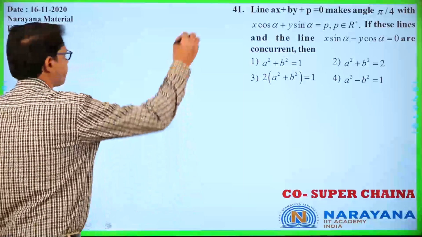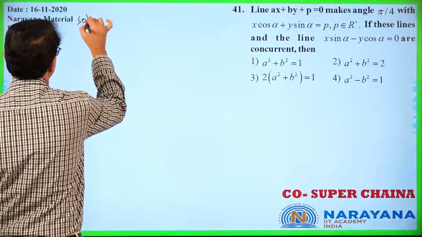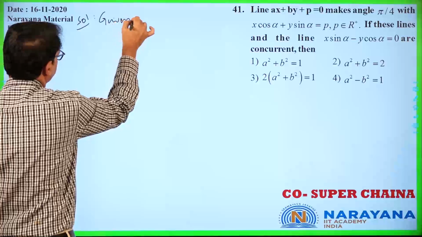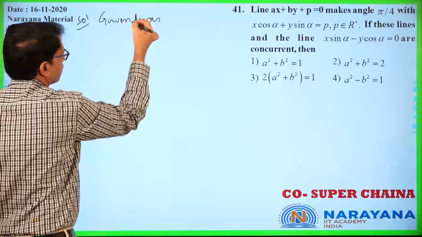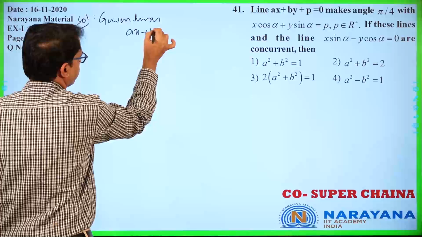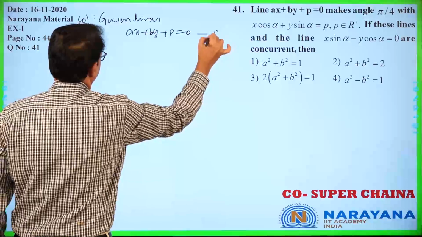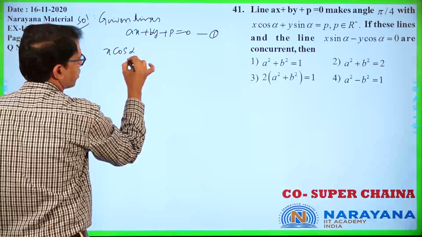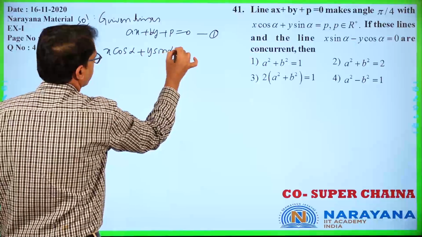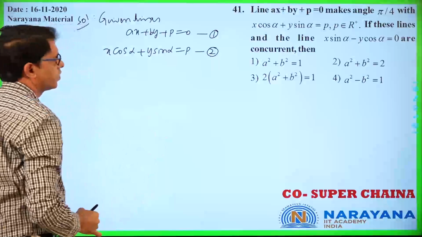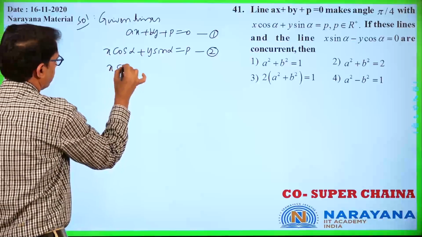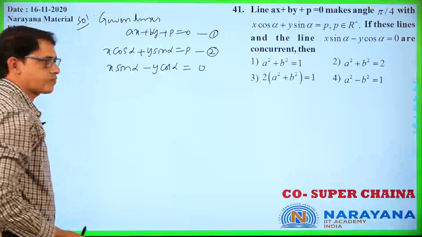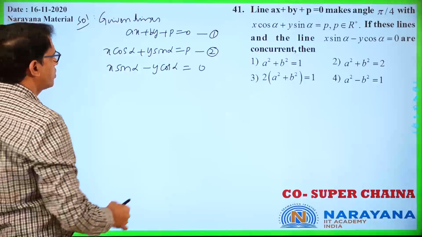See here. First take the given lines. So given lines, first one is what? ax plus by plus p equals 0, equation 1. Second one is x cos alpha plus y sin alpha equals p, number 2. Then third one, x sin alpha minus y cos alpha equals 0, say equation number 3.